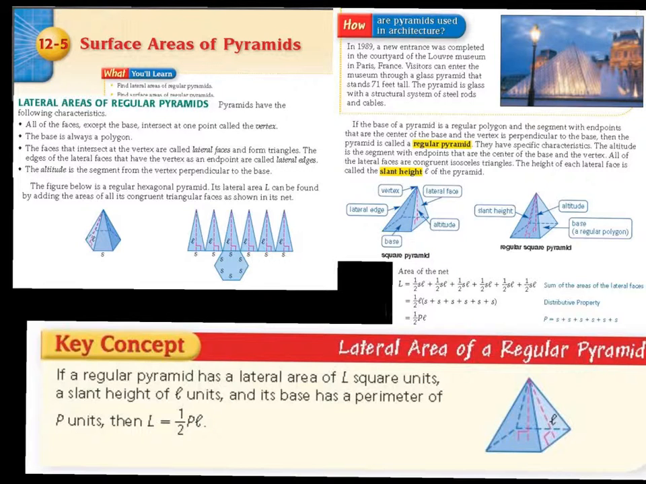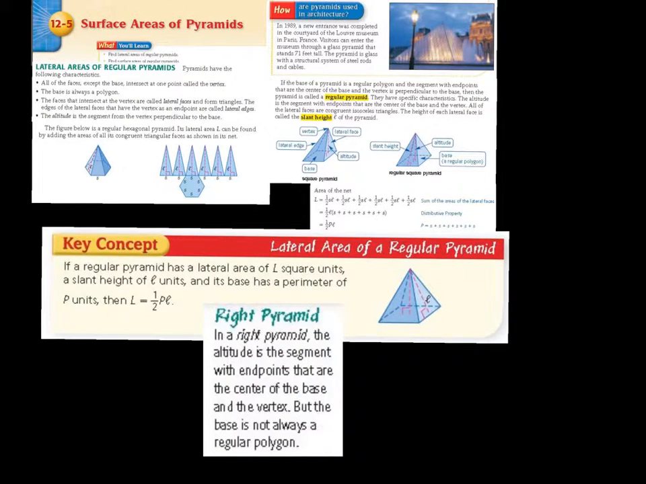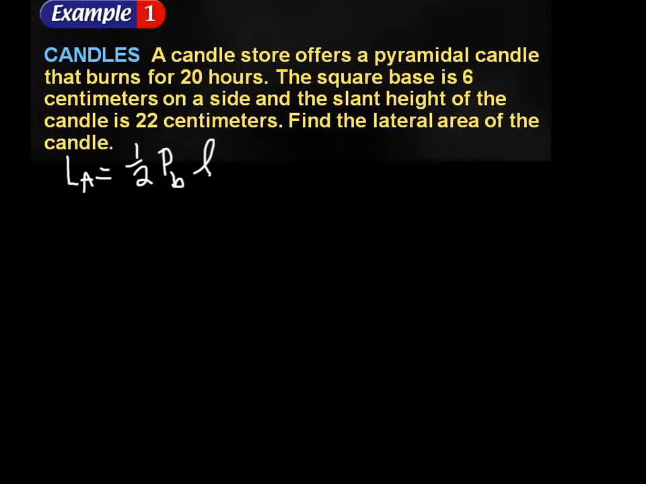Stated formally, if a regular pyramid has lateral area of capital L square units and a slant height of lowercase l units, and its base has a perimeter of capital P units, then lateral area equals 1/2 the perimeter of the base times the slant height. In a right pyramid, the altitude is a segment with endpoints that are the center of the base and the vertex. But the base is not always a regular polygon, just in our world. Classic math problem where they give us extra information.